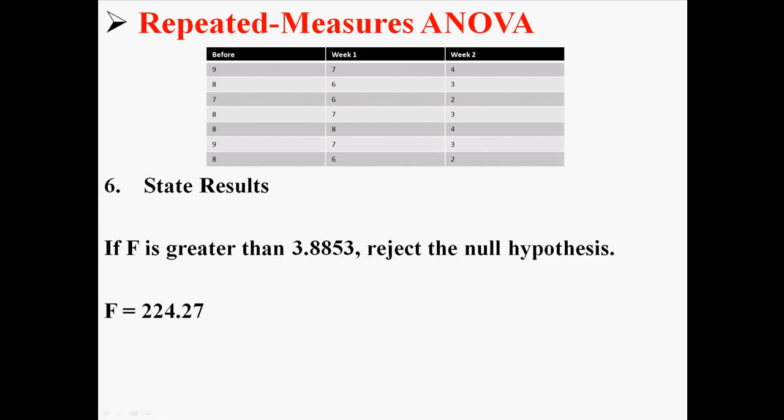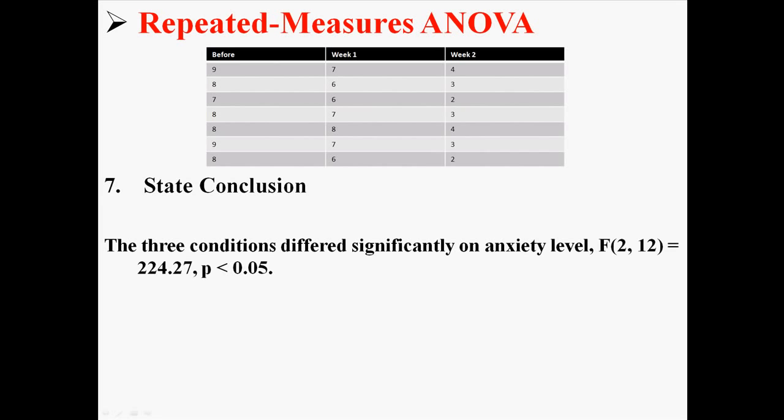Remember, our decision rule was, if F is greater than 3.8853, reject the null hypothesis. We found an F of 224.27, so we're definitely going to reject the null hypothesis. Our conclusion, what this actually means, is that the 3 conditions differed significantly on anxiety level. F(2, 12) equals 224.27, p less than 0.05. That's the official way of writing it.